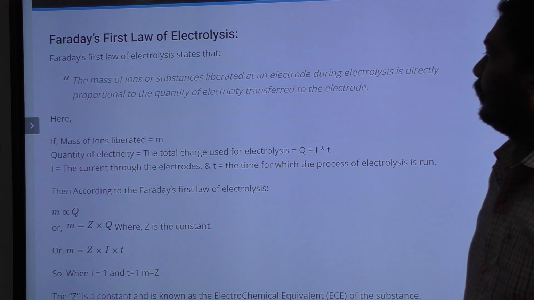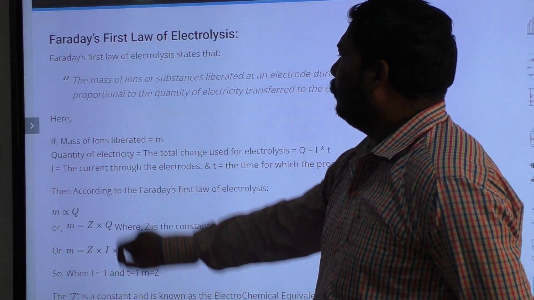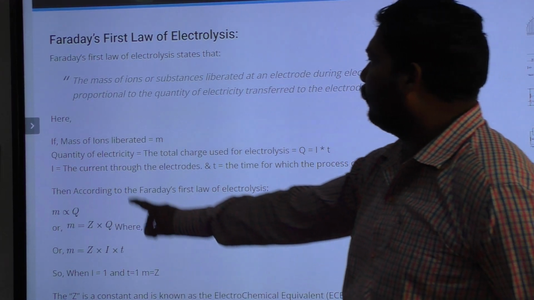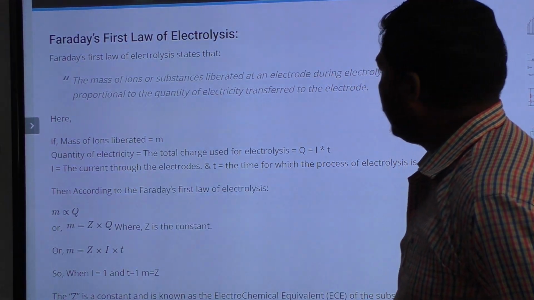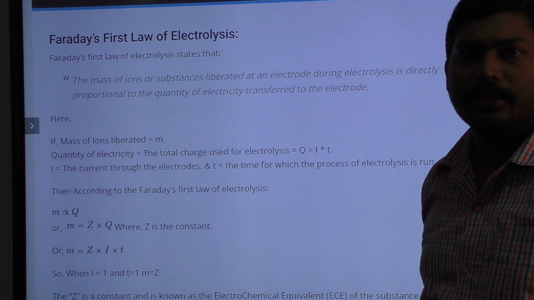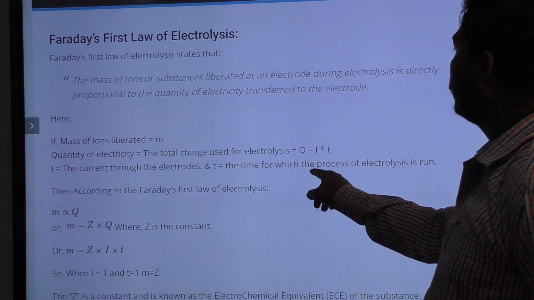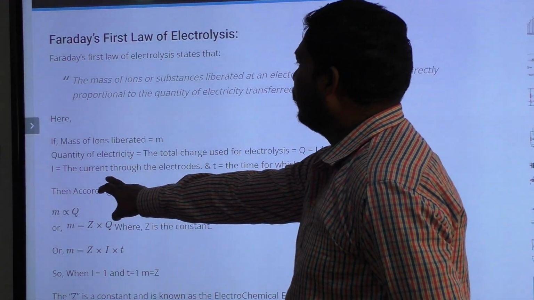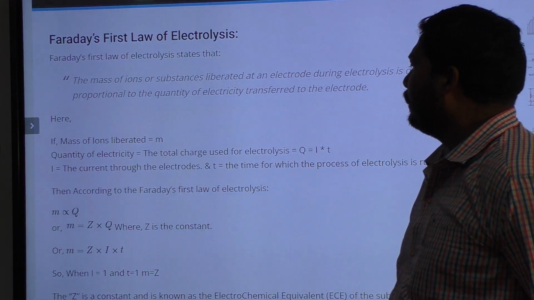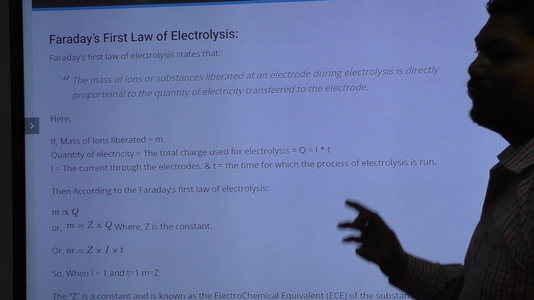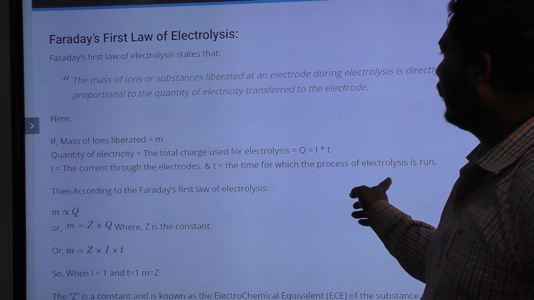Now, mass M is equal to the mass of the ions liberated. Quantity of electricity is equal to the total charge used for the electrolysis, and it is denoted by the letter Q, which is equal to I into T, that is current into time, where I is the current through the electrodes and T is the time for which the process of electrolysis has been run, in seconds.